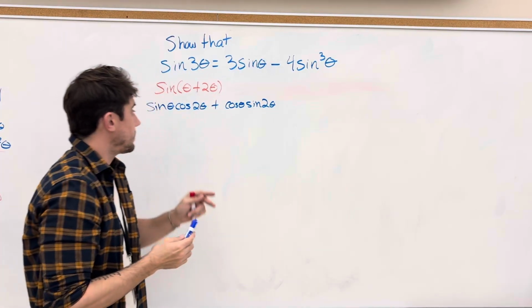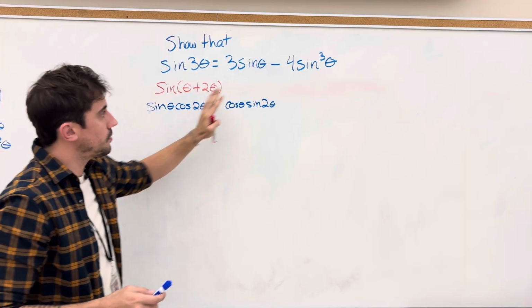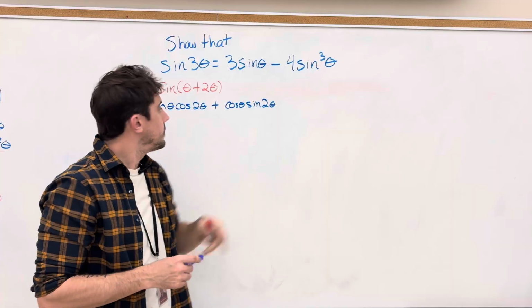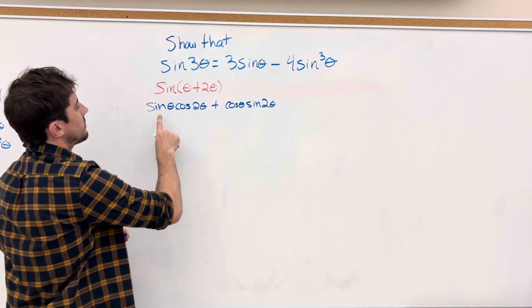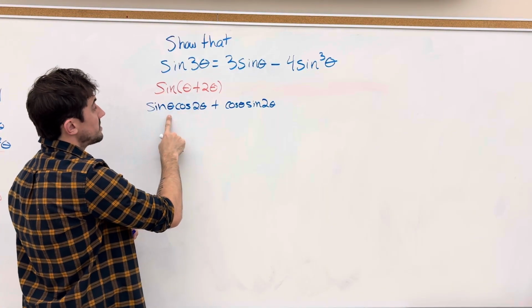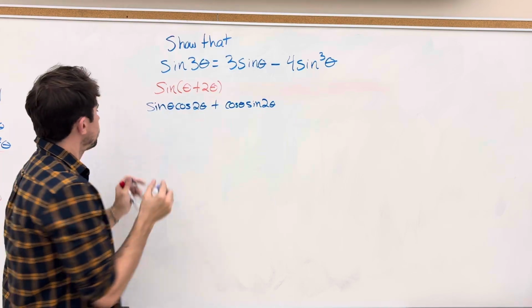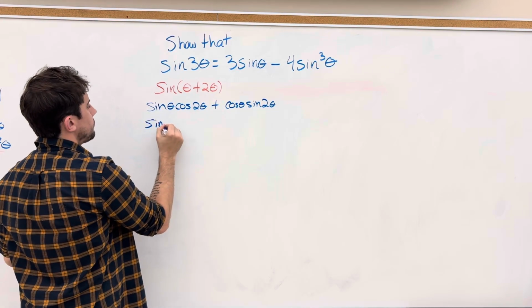Now our goal is, again, to go from here all the way to the right-hand side, leaving the right-hand side untouched. So let's go ahead and do that. First, we have sine of theta times cos of 2 theta. Sine of theta is what we want in the end, so that is great. We'll leave it as sine theta.